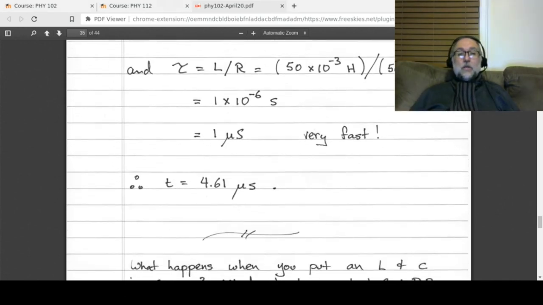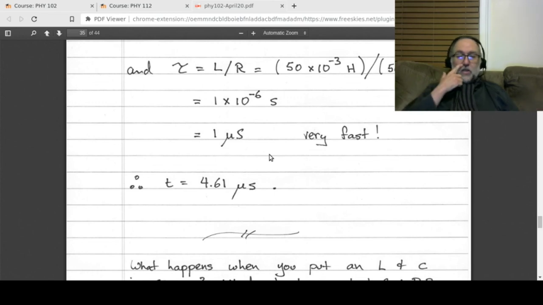And so the current, it's not instant. It's fast, but it's not instant. It would take 4.61 microseconds to build up from 0 to 99% of its maximum value. Okay, 99% of its maximum value. You can measure this on an oscilloscope.